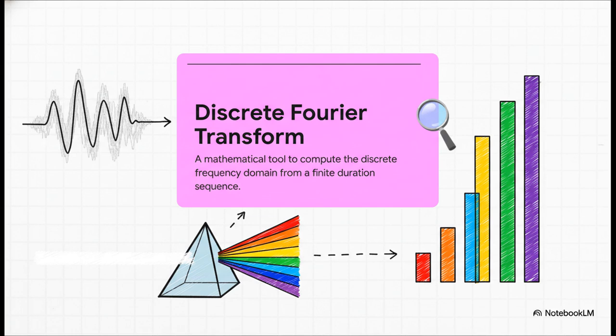It's simple. You know how a glass prism takes a beam of plain white light and reveals that it's actually made of all the colors of the rainbow? The DFT does the exact same thing for a signal. It takes that messy wave and reveals all the individual frequencies hidden inside. It transforms our view from the messy time domain to the beautifully organized frequency domain.